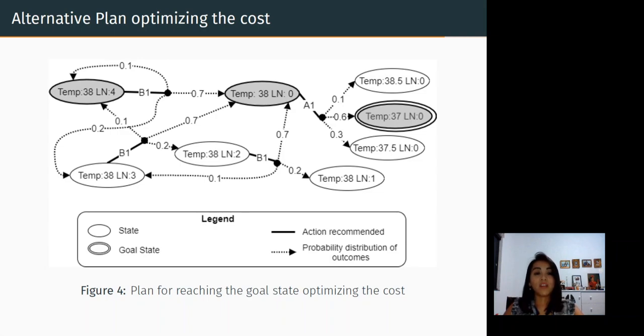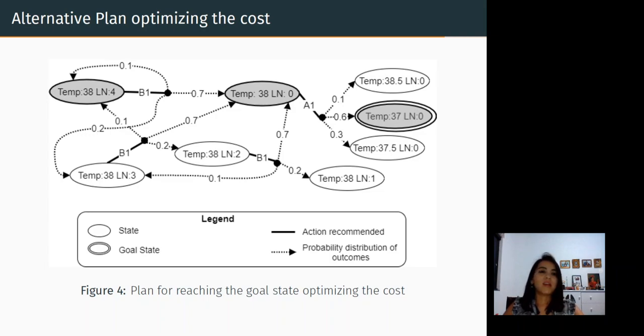For example, we have the initial state where she has a fever of 38 and a nausea level of 4. It suggests that we should apply the activity B1, and we have a 70% chance that we control the nausea, and then we can control the fever by applying the activity 1. And there is a 6% chance to achieve the goal state. This is just a small fragment of the state graph.